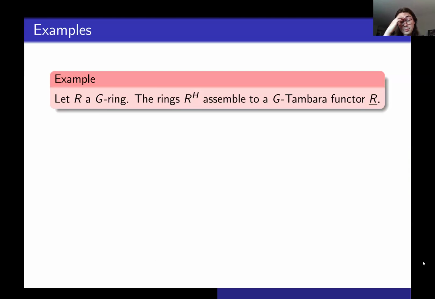Okay, more examples. So if I have a ring with an action of a group G, then you can consider all of the fixed point subrings. And exactly as in the case of our Galois extension example, all of these fixed point rings give us a G Tambara functor. At least on my screen it's cut off, but the notation for this is an underline symbol. So if I have R a G ring, then I get a G Tambara functor underline R.